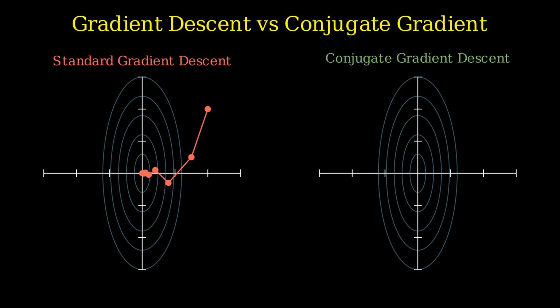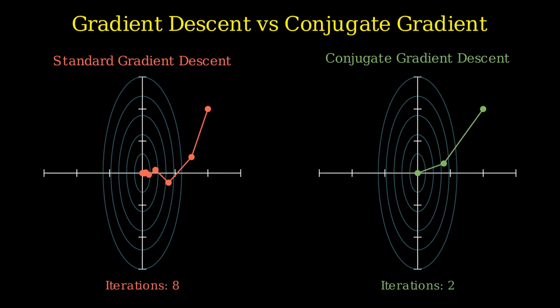Now, watch conjugate gradient descent. Step 1, and it's already making smart progress along a diagonal path. Step 2, and we've hit the exact minimum. Just 2 steps. For this 2-dimensional problem, CGD needed exactly 2 iterations to converge perfectly. No zigzagging, no wasted motion, just intelligent optimization.